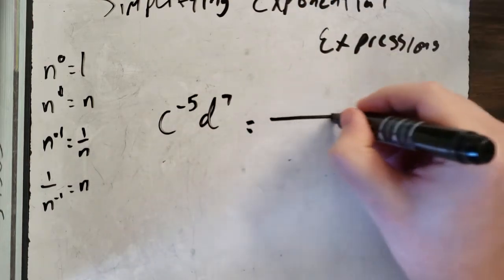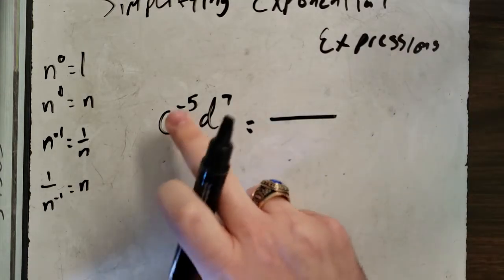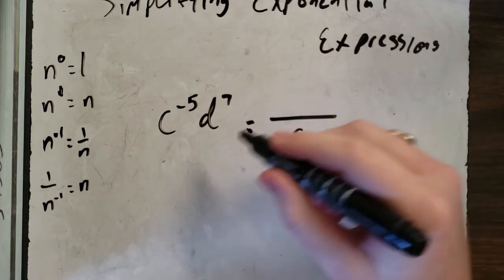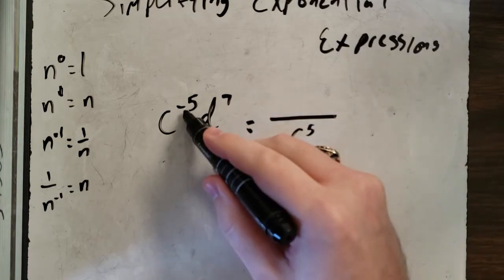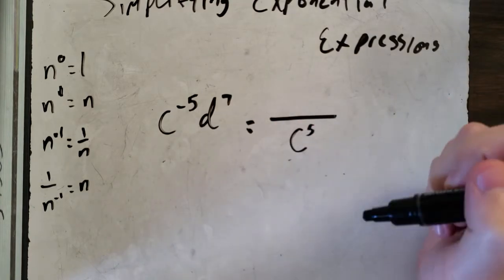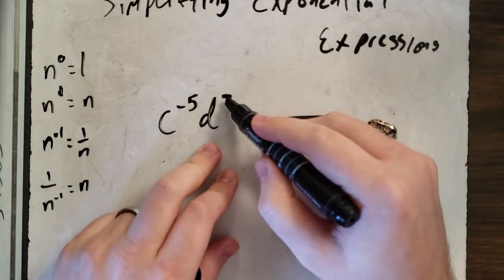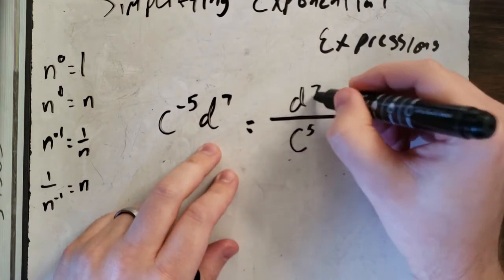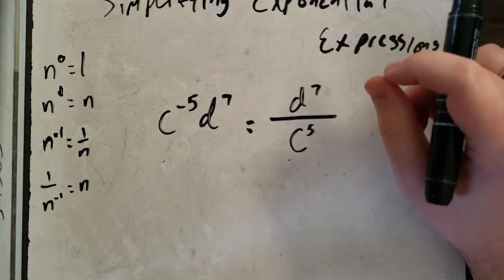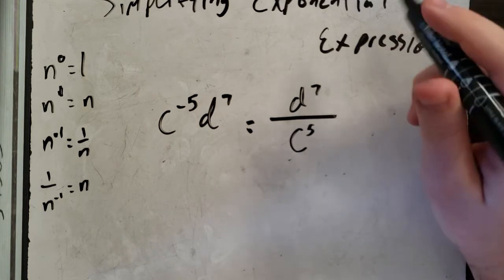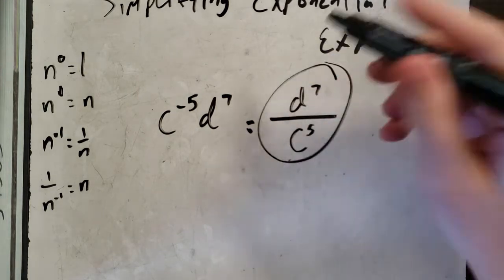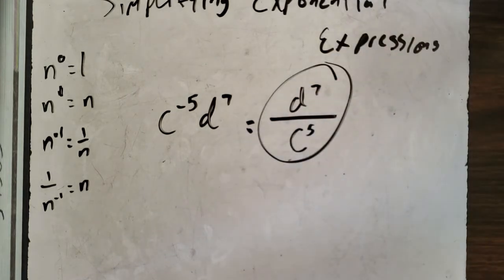So if we draw a fraction bar, our c has a negative, so it has to go underneath the fraction bar with the exponent coming with it, but now it's positive. Our d has a positive exponent, so it stays where it is, on top. And because they're different letters, you can't do anything. It stays just like that.